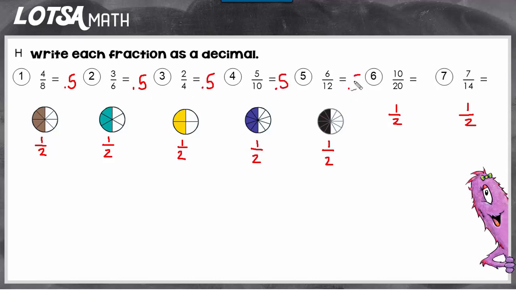So that is one very important thing to remember about fractions. When you see doubles, recognize that it just is a half.